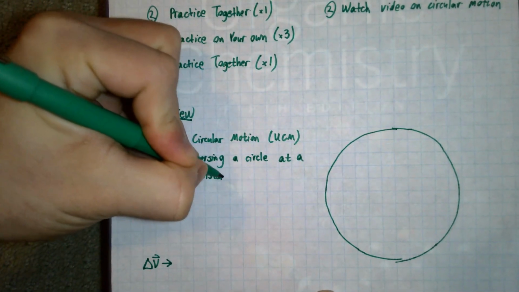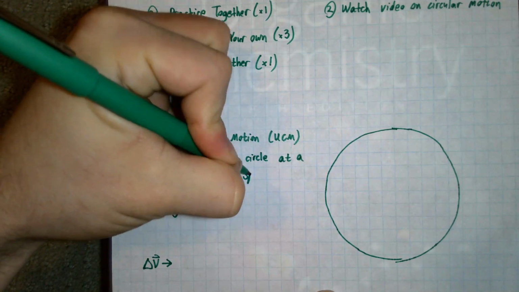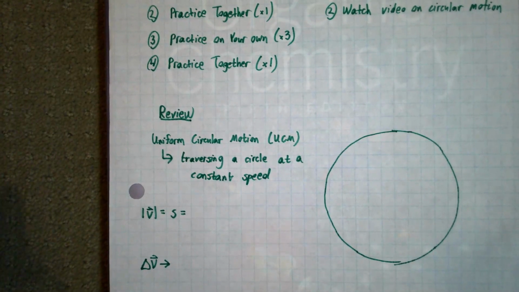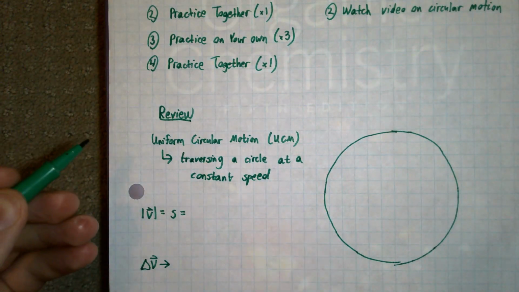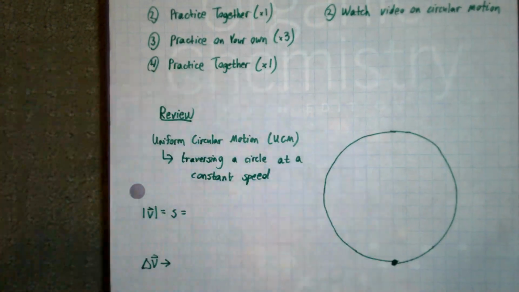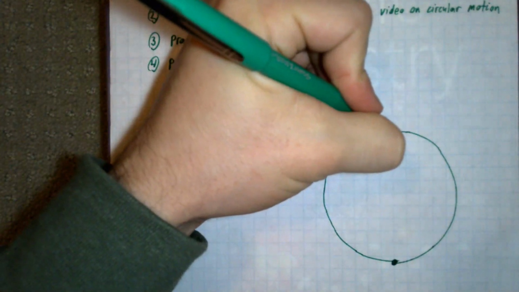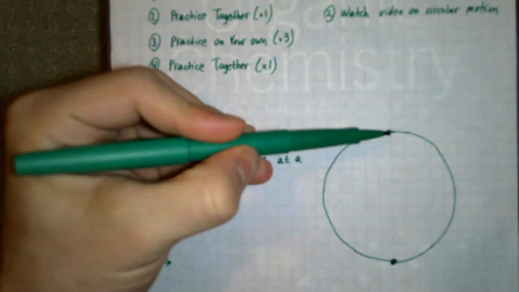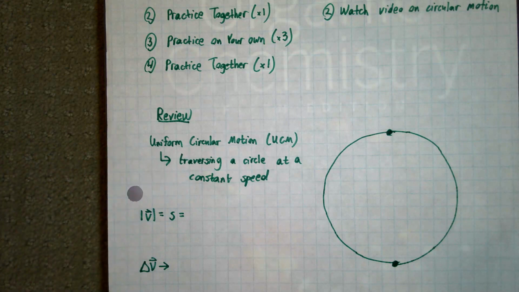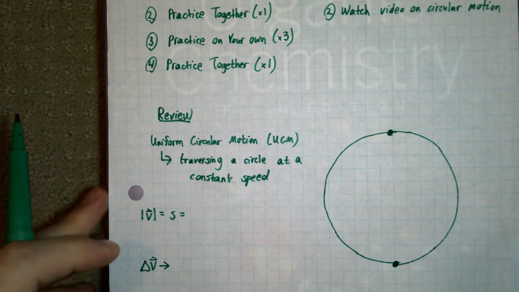Whereas non-uniform circular motion occurs at differing speeds, right? So the speed of our object that's traveling around a circle, and we have a circle here, the amount of time it takes for that object to go from this bottom point of the circle to the top point of the circle is the same amount of time it takes for it to go from the top back to the bottom, right? So it's traveling at a constant speed. That's what we mean by uniform circular motion.